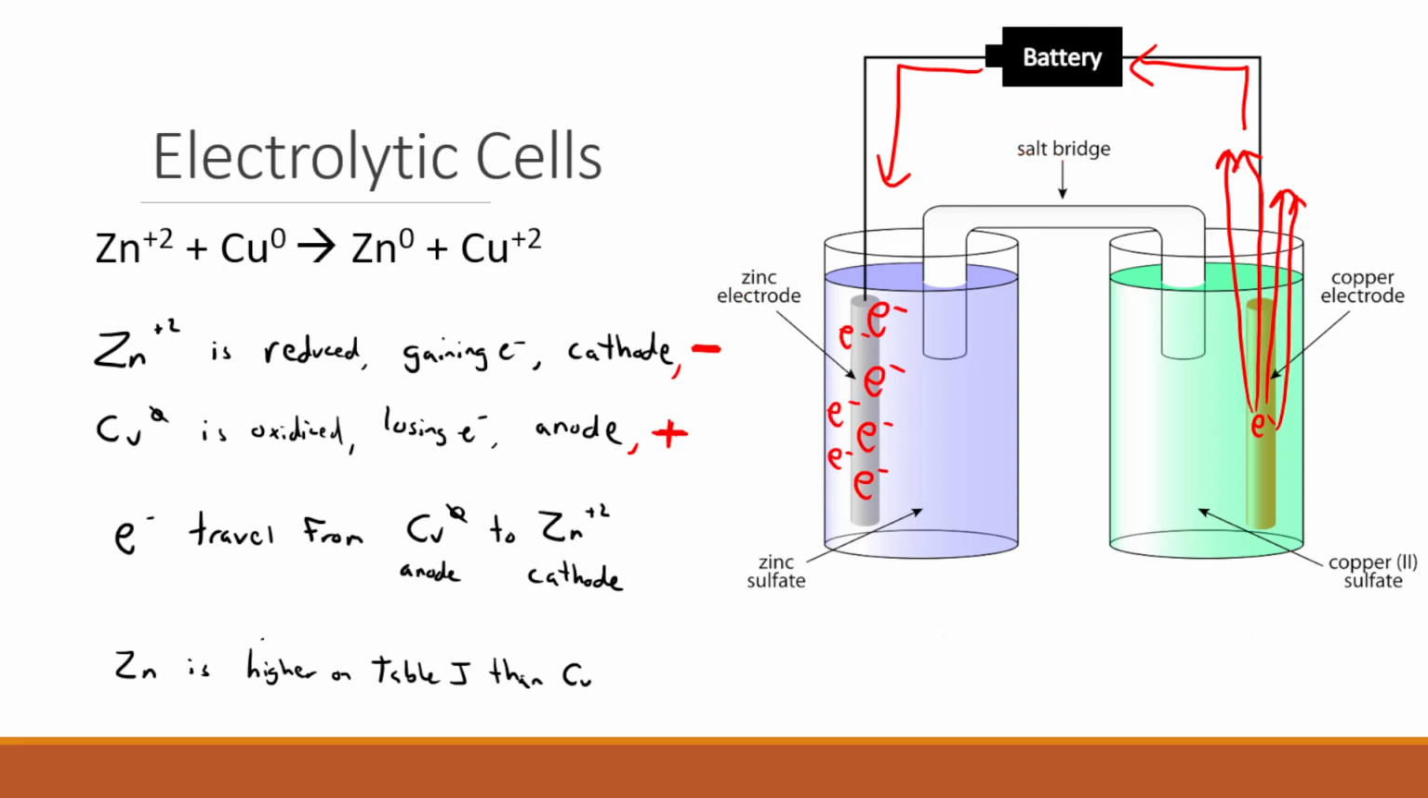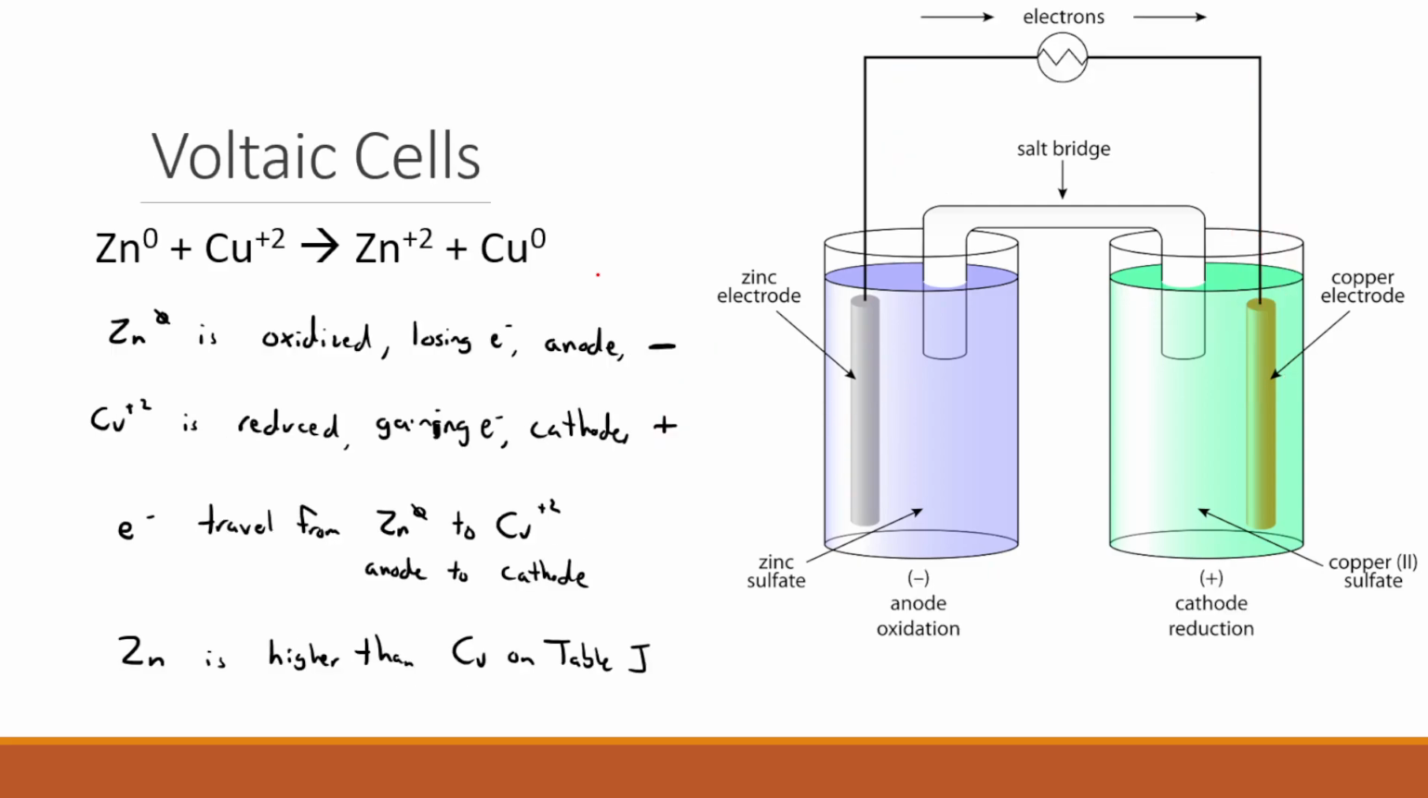Then when you take this battery out and replace it with a light bulb, the reaction flips and you go back to being a voltaic cell. The zinc gets oxidized again. It loses electrons. It is the anode. The copper gets reduced again. It gains electrons. It's the cathode. And the reaction runs over and over again until it runs out of energy.